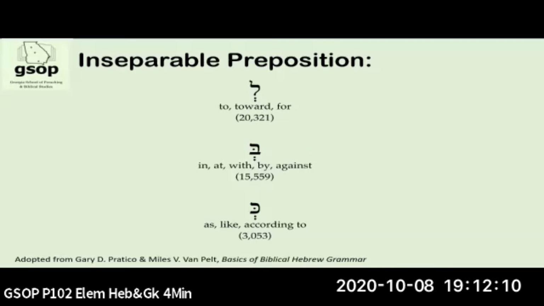Now there are other prepositions that are separable. In other words, they're standalone words. These are not standalone. They will not stand by themselves. They're always prefixed to a word. Everything we've looked at so far has been prefixed, right? We prefixed the conjunction vav to mean and, but, also, or even. We prefixed the definite article for the, and now we're prefixing these three prepositions, the most commonly used: the la, the ba, and the ka.